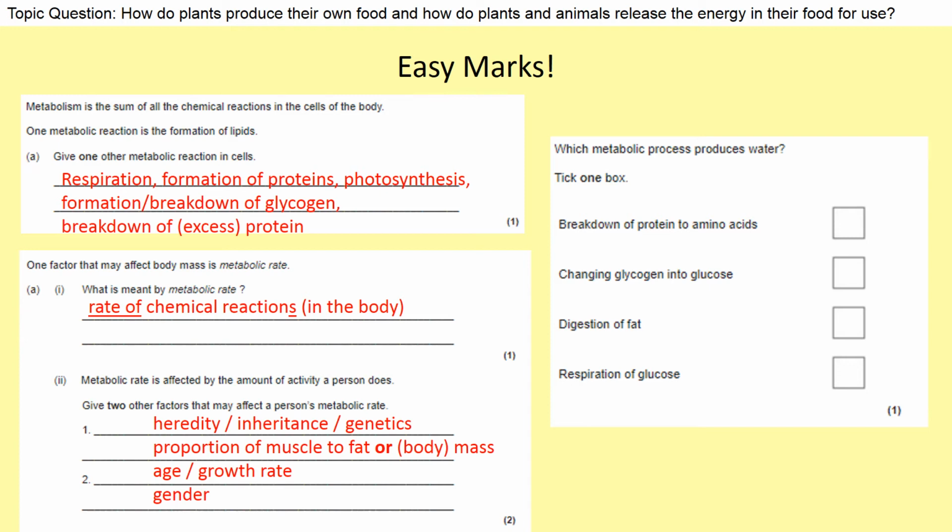Then that final question is asking you to say which metabolic process produces water. You might not have had a clue about that, but it was a sneaky little question there to see if you can remember what is the respiration equation, because the correct answer was respiration of glucose, because you remember glucose plus oxygen makes carbon dioxide and water.